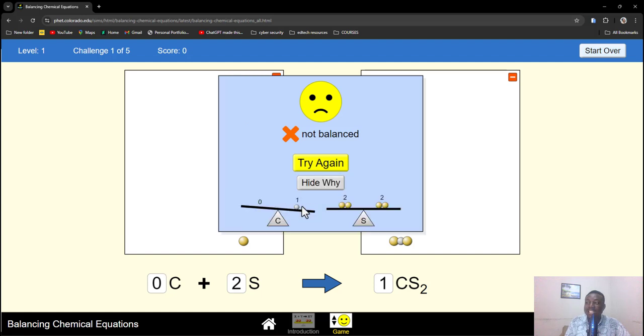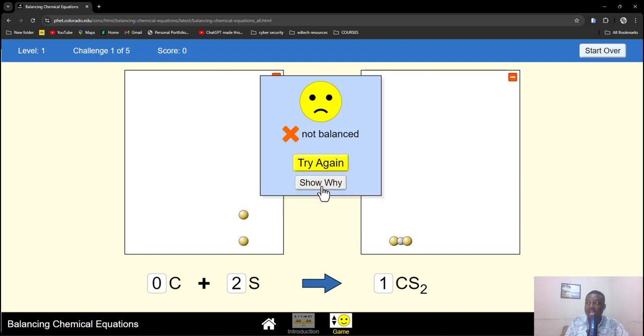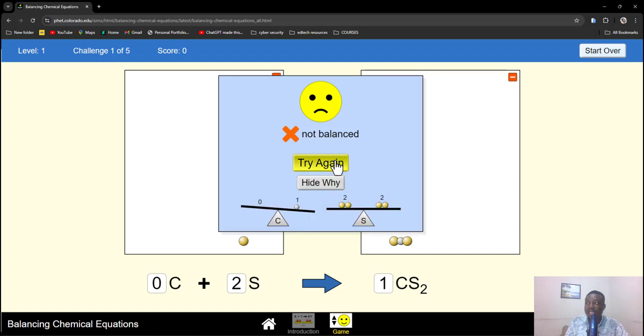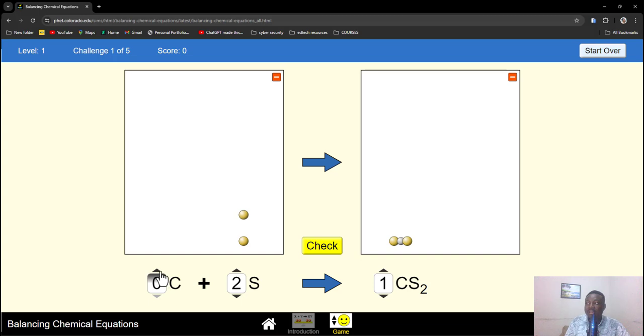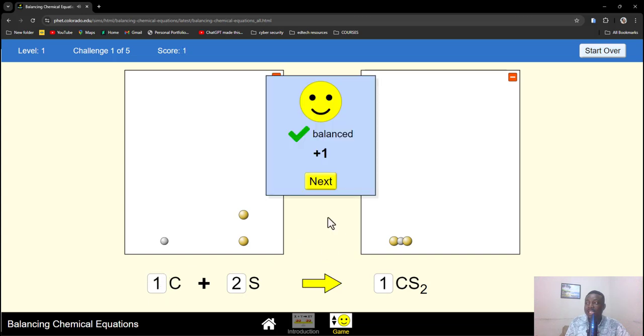So it's telling us that we have one of the, okay, so this is 0. So this is where we got this thing wrong. So hide why. I'm trying again. If I increase this to 1 and I check again, you see it's telling me now that it's right. That was because this was 0. It's telling us that we have 0 carbons, and that was not right. So that's it with PhET sims.